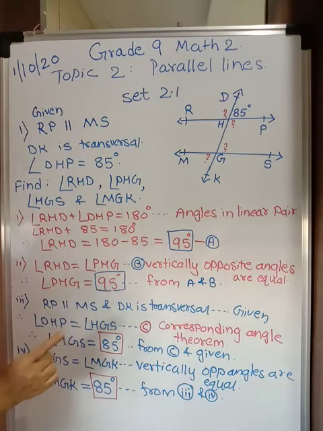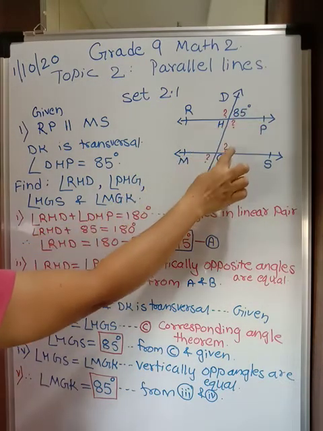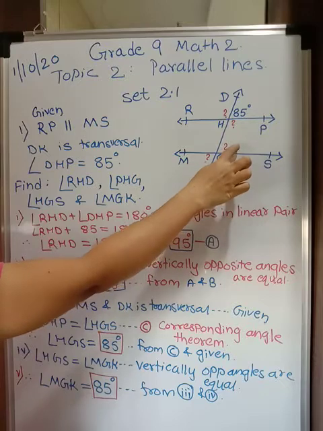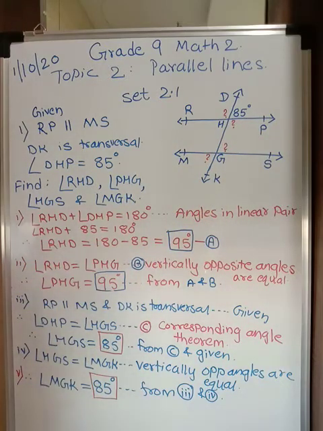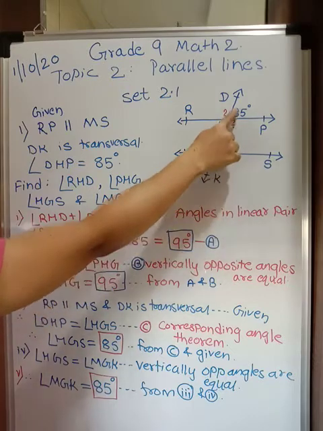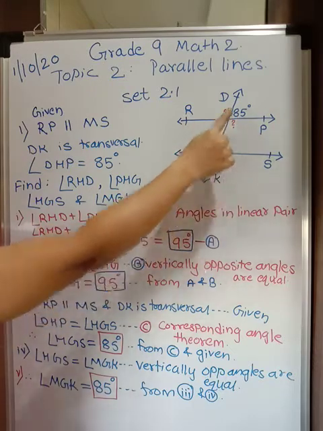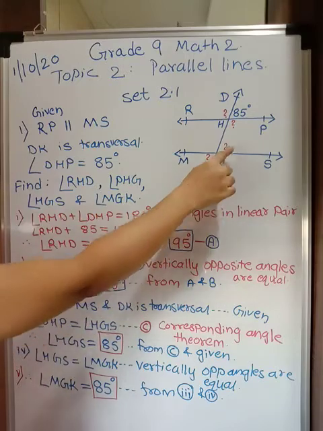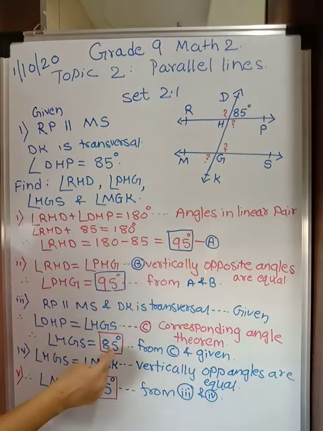Alright. Now concentrate on this 85 and this angle. This angle is which? That is angle HGS. These two are corresponding angles. And we know if lines are parallel, corresponding angles are equal. So this angle will be 85 degrees over here.